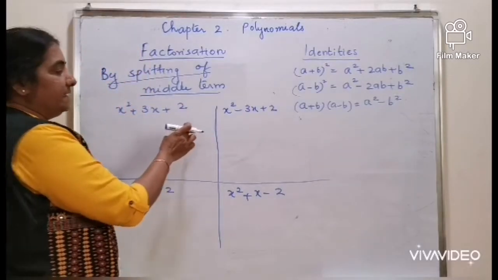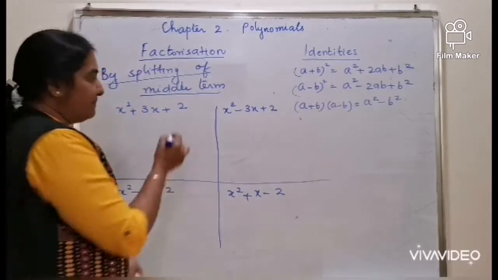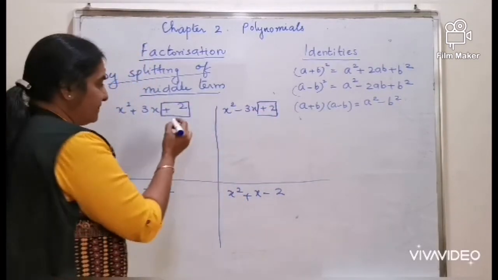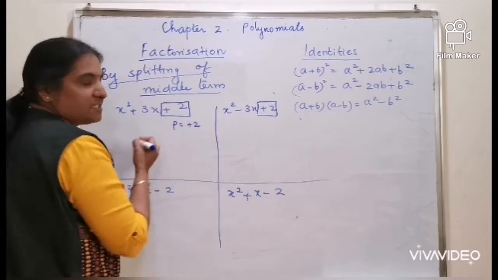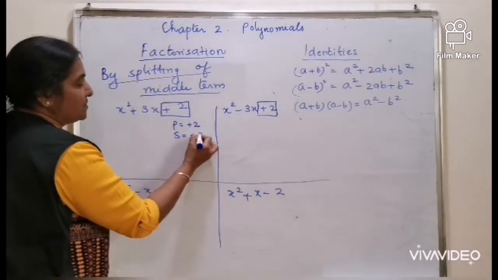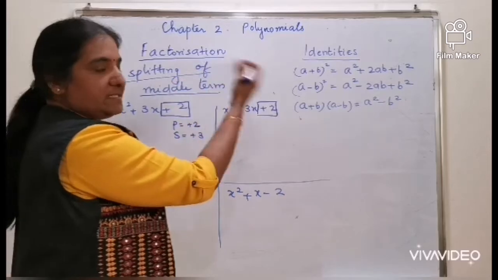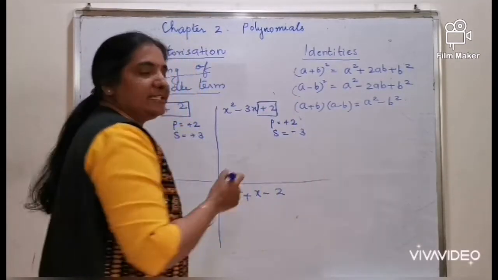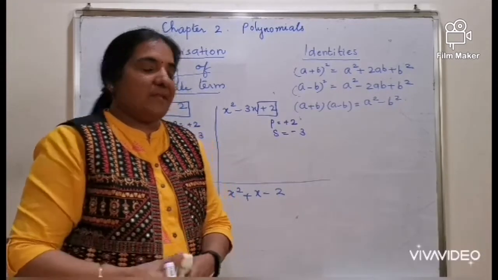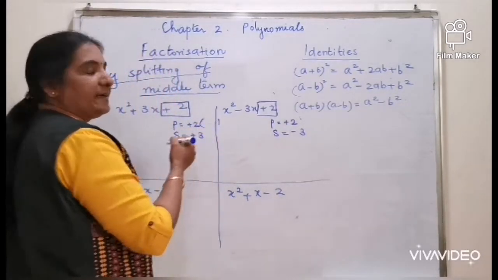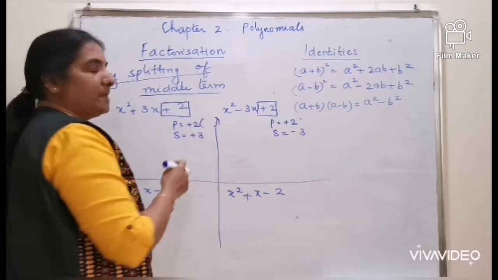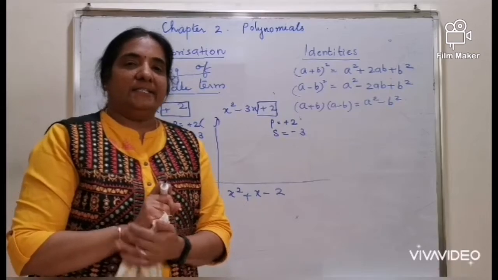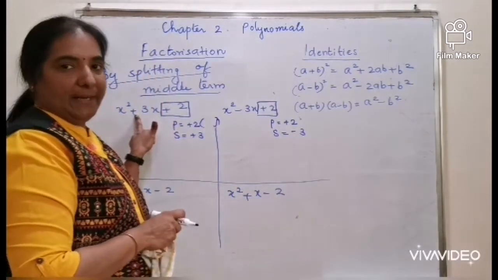Why do we consider these 2 polynomials as the product value is a positive value? The product is positive 2 and sum is positive 3. Similarly, product is positive 2 and sum is negative 3. The rule is to find the factors of the product in such a way that you add or subtract, it gives you the sum value.